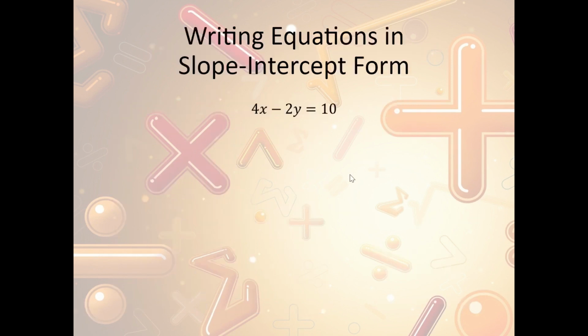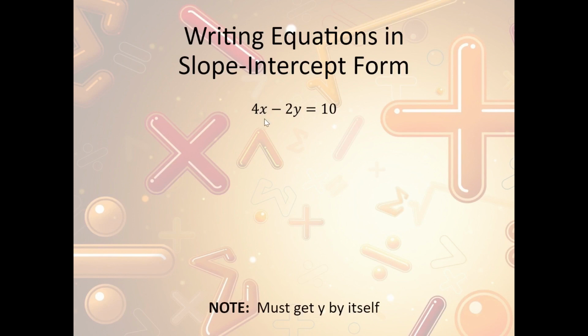Now, what do I do if the equation's not in slope-intercept form? Well, that presents a problem. I can't actually graph it unless it's in slope-intercept form. So I know that it needs to look like y equals mx plus b. So I need to get y by itself.